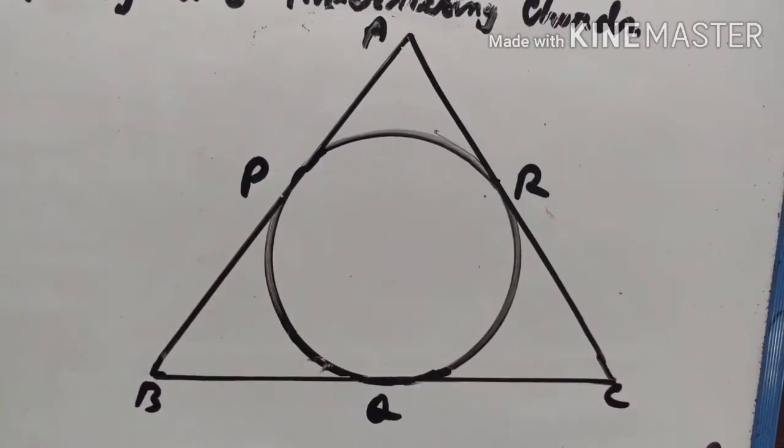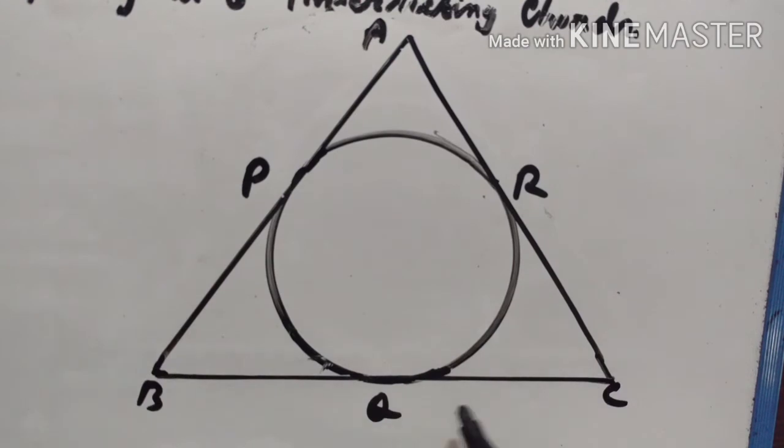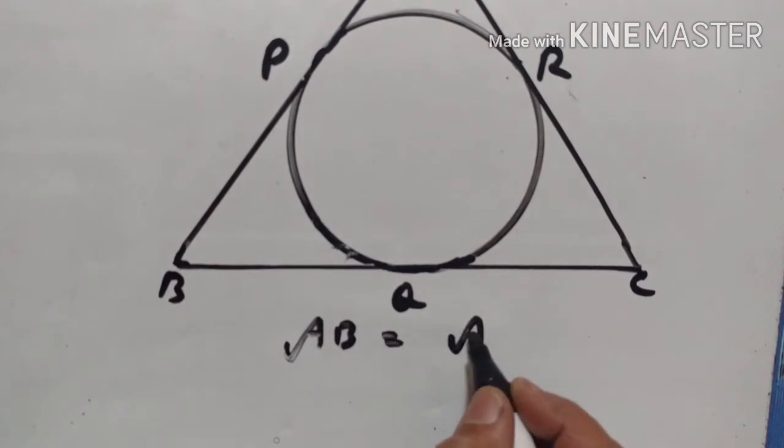10th problem. In this figure, AB is equal to AC. We have to prove that BQ is equal to CQ. AB is equal to AC, given.